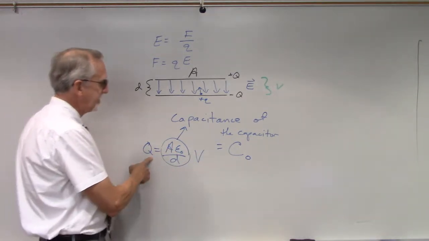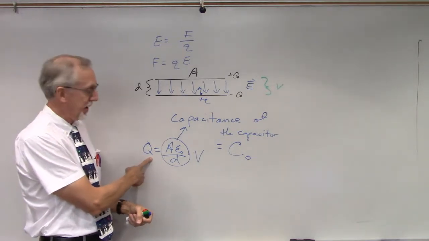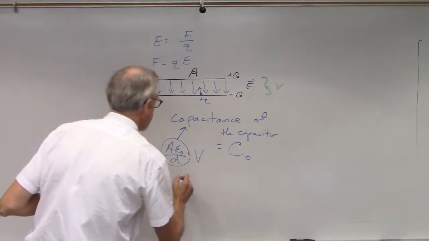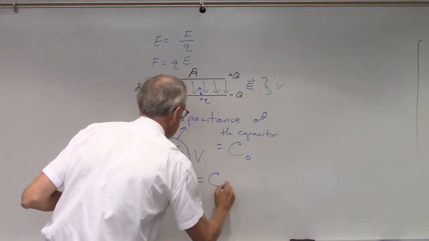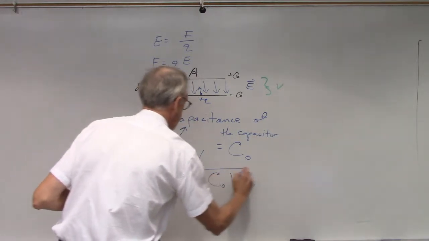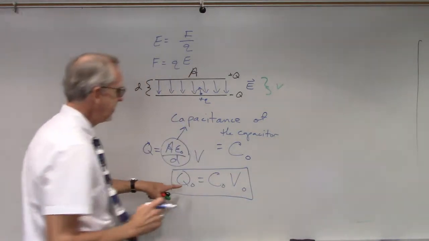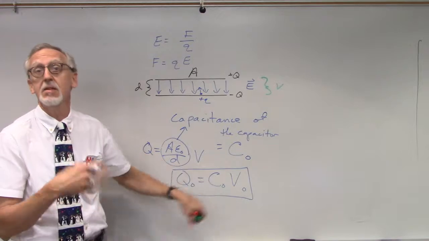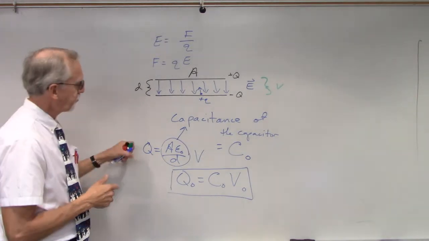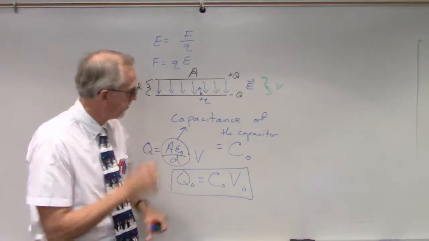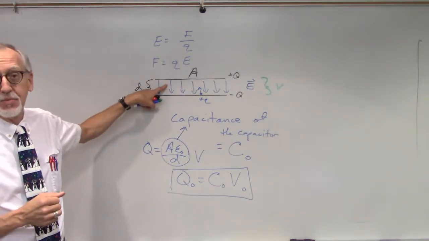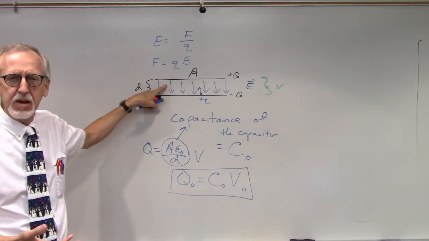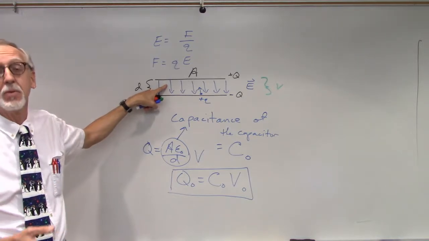To emphasize that this is the charge on a vacuum-filled capacitor and the voltage across the vacuum-filled capacitor, I'll write this equation as Q naught equals C naught V naught. So this is an equation that relates the charge, the capacitance, and the voltage across a vacuum-filled capacitor. Okay, let's keep that in mind. Now, let's imagine that we actually put something in here. Let's fill this capacitor with some material. And let's think about what might happen if we do that.